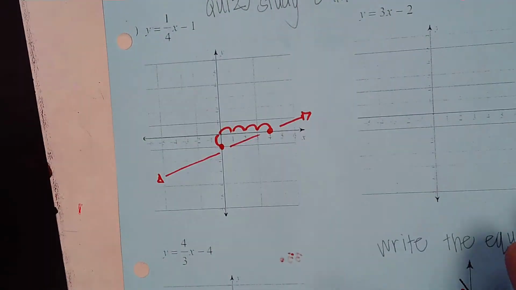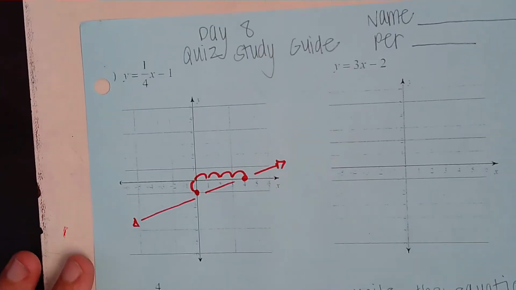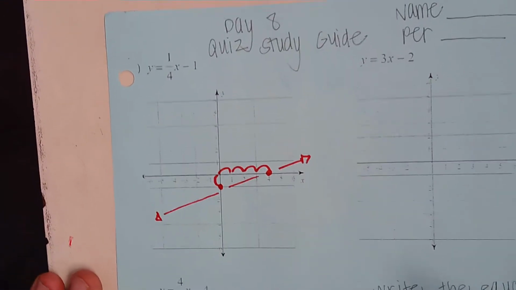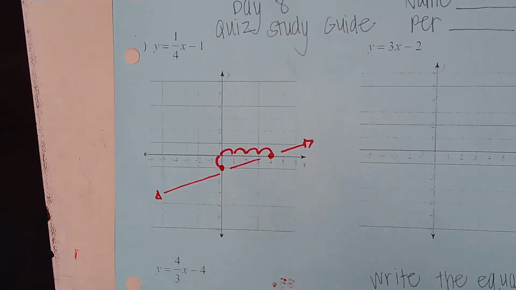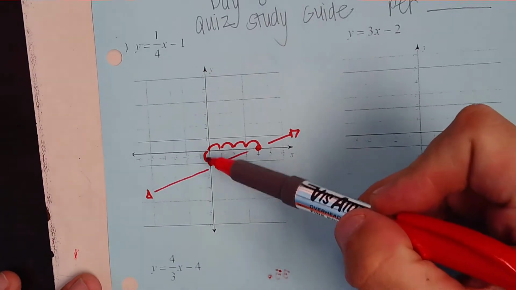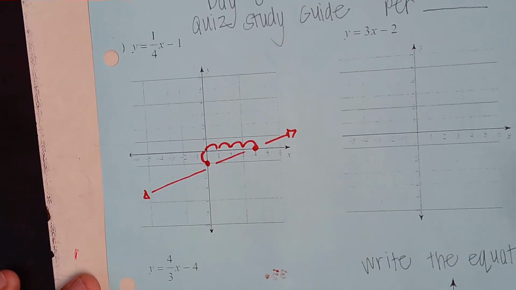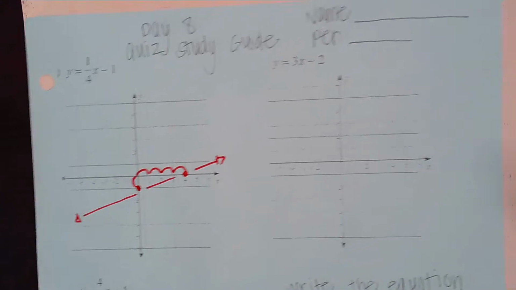All right, guys, we're going to work on our study guide here. I went through number 1 already, actually, with one class. So make sure you know you're going to start at -1. And you're going to rise up 1, run 4, and that's exactly what it should look like. I know the graphs aren't pretty. We're going to get through it.